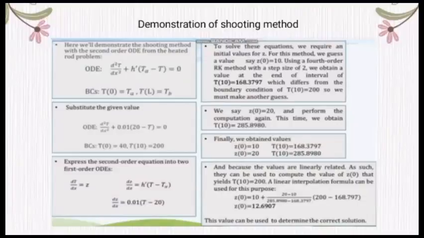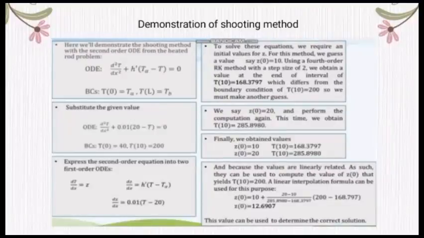So these are the values that we obtained. If Z of 0 is equal to 10, then T of 10 is equal to 168.3797. Then, if Z of 0 is equal to 20, then T of 10 is equal to 285.8980. And because the values are linearly related, they can be used to compute the true value of Z of 0 that yields T of 10 equal to 200.